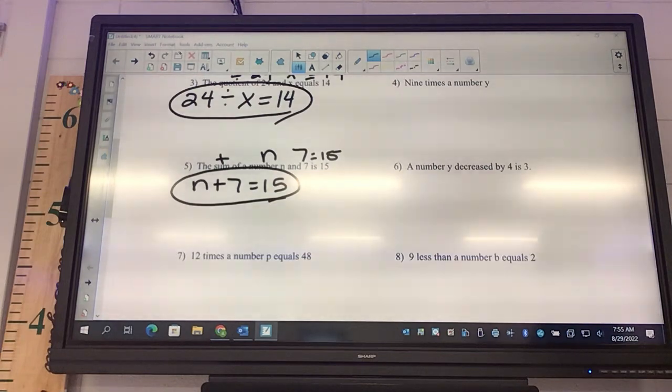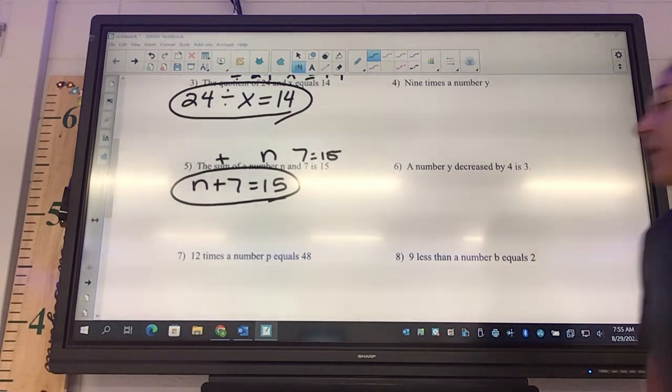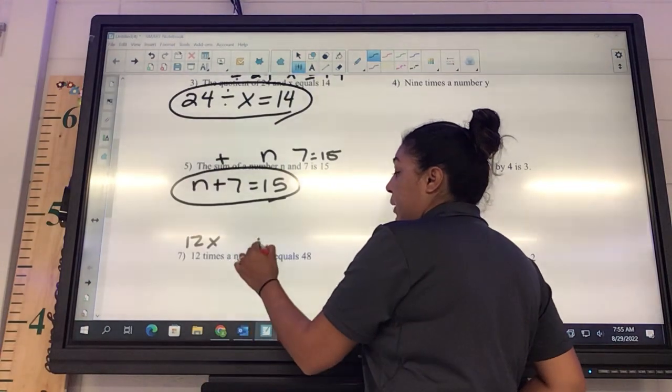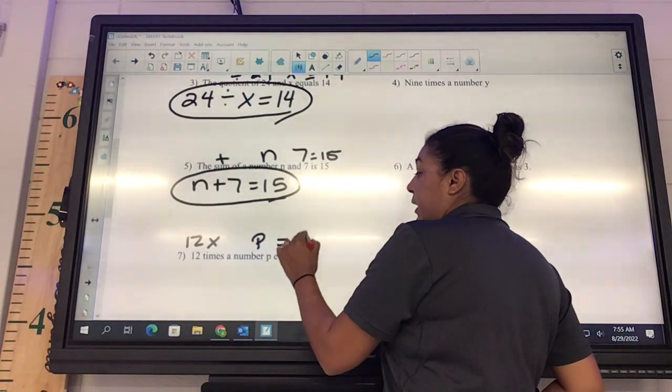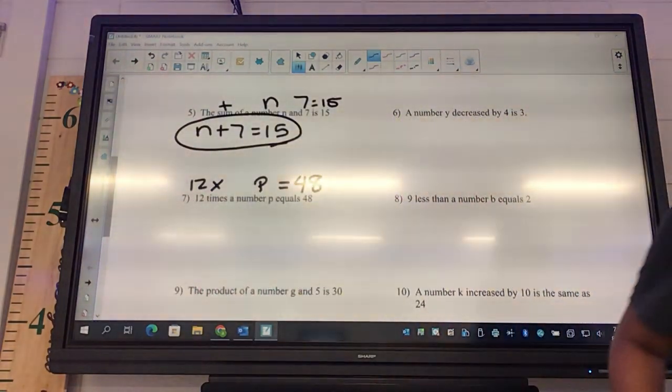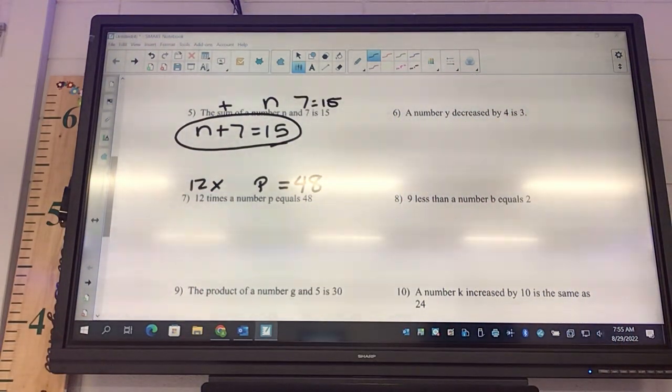Okay, number 7 says 12 times a number p equals 48. So we got 12 times a number p equals 48. What are the 2 ways that you can write that? There's 2 ways. You can say 12 times p, or you can say 12p. When that 12 is touching that p like that, that means times.